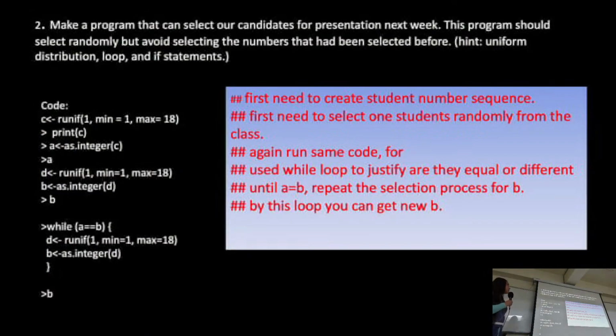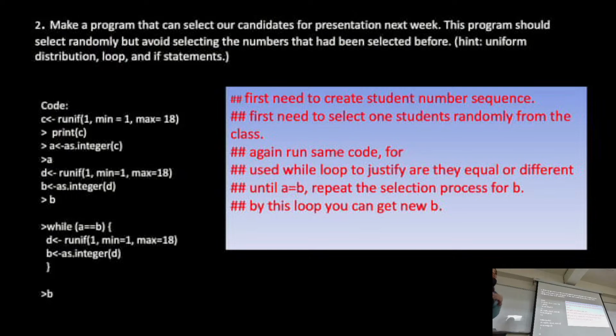And for my third question, make a program that can select a candidate for the presentation next week. This program should select randomly, but avoid selecting the numbers that have been selected before. For that, I choose one number. First, I select one student by using runif code that will select a student randomly. I choose runif code because there will be a chance to select any student. Like the probability will be the same to select any student. So I use this code runif where I will choose one. So that's why I put one, minimum one, and maximum.